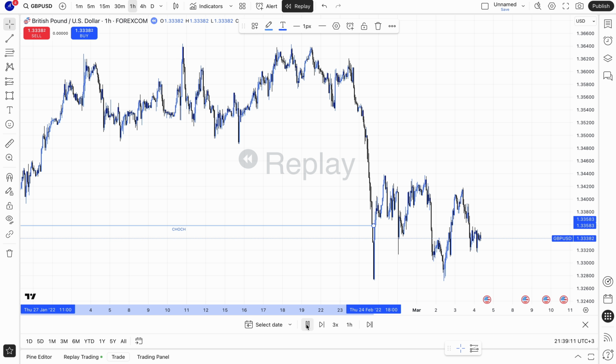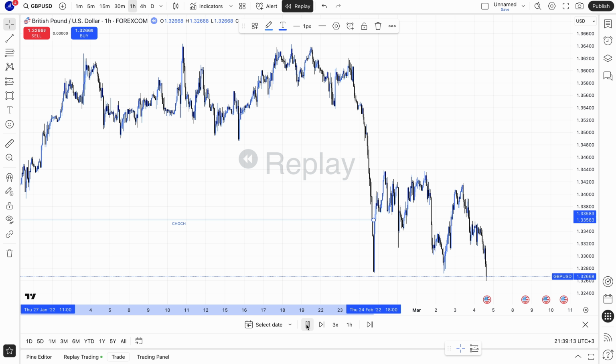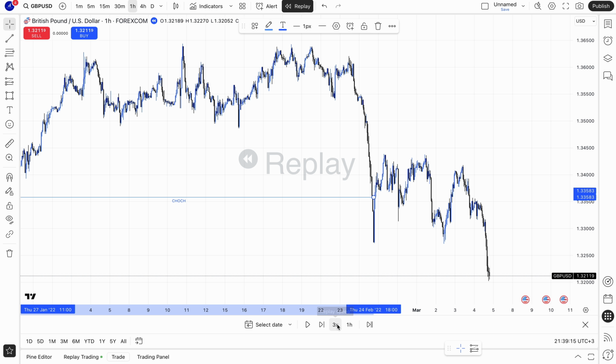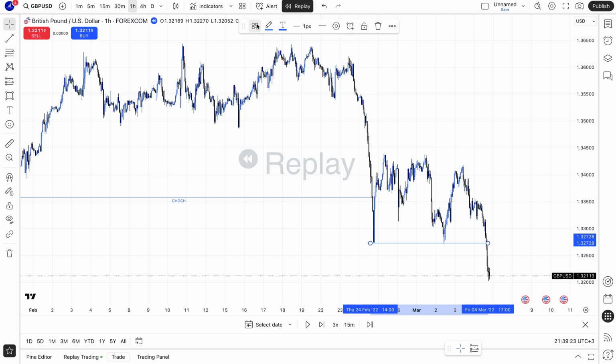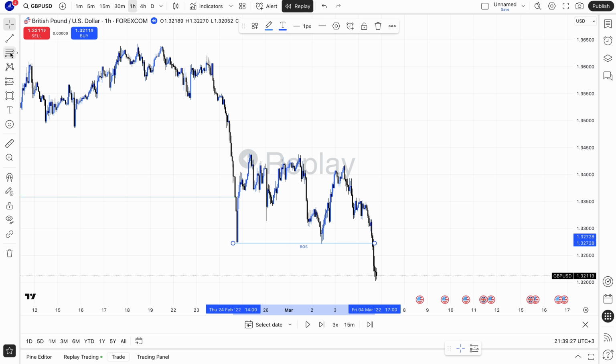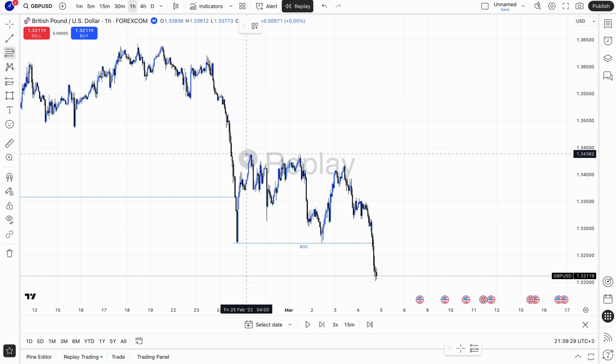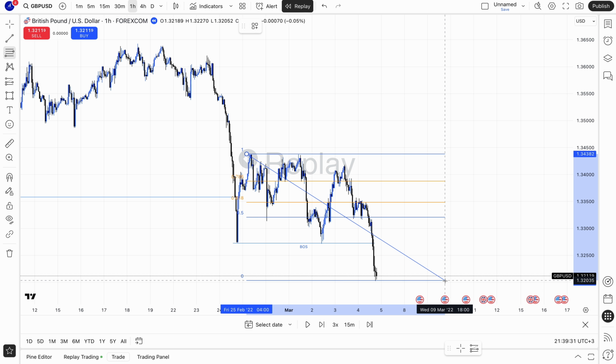So we just have to wait. And the continuation, break of structure to the downside. Then you get our fib tool to understand the premium zone and discount zone.